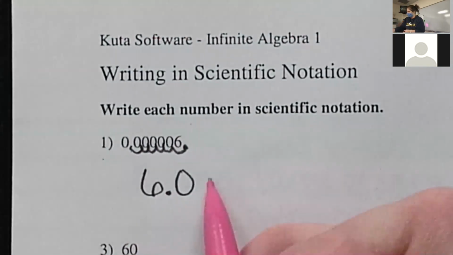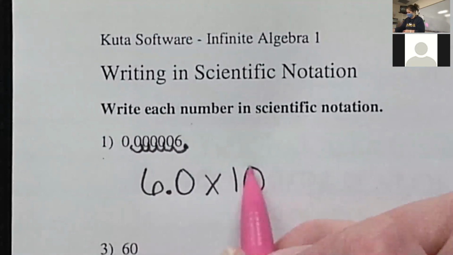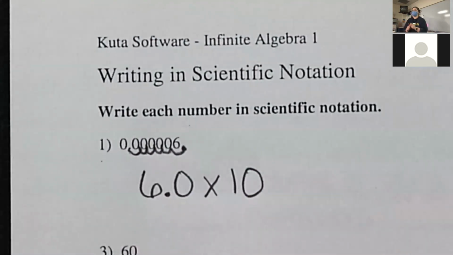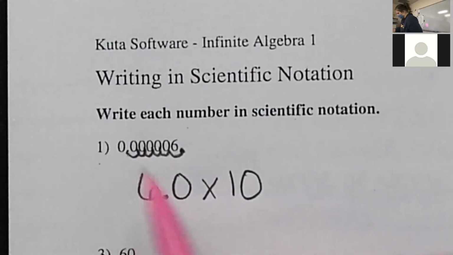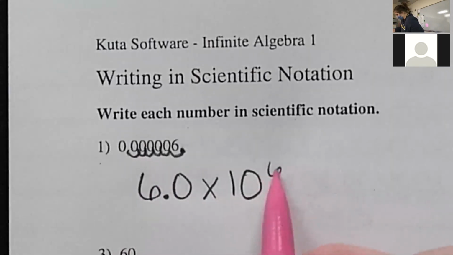And now remember, I have to have that times 10. Now I have to fill in that exponent. However many times I moved it over, that's the number I'm going to write. But then I have to remember if it's a positive or a negative. So count how many times you moved it over. 6. Okay, everyone agree?